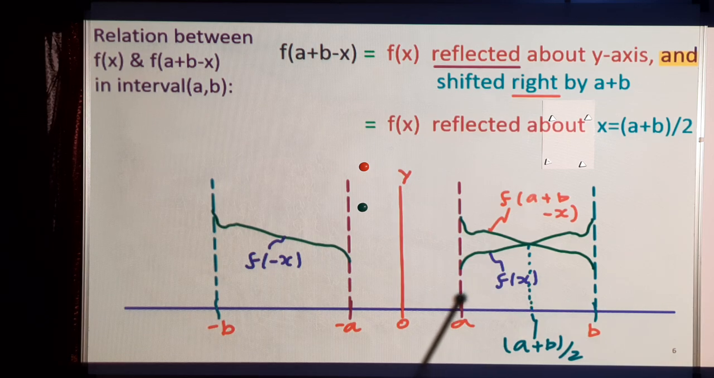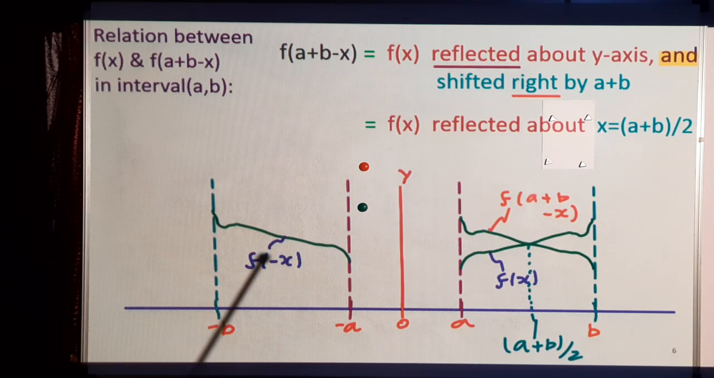So first reflect the function. So a will go to minus a, so this point will go here, and b will go to minus b. It will be farther away. And this point will become this point. So this is f of minus x, which is a reflection of f of x about the y-axis.